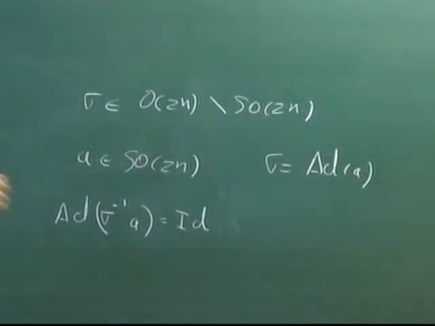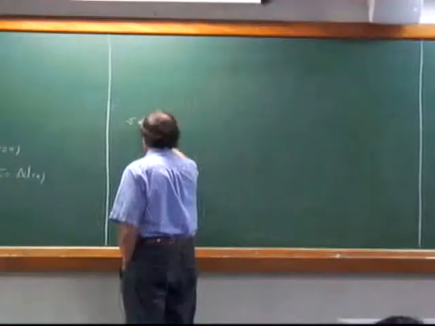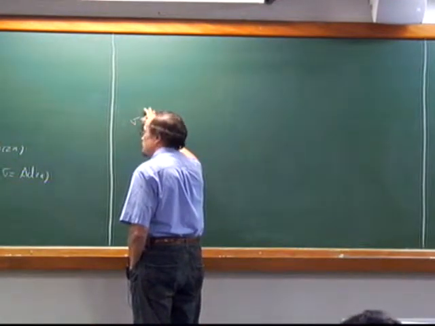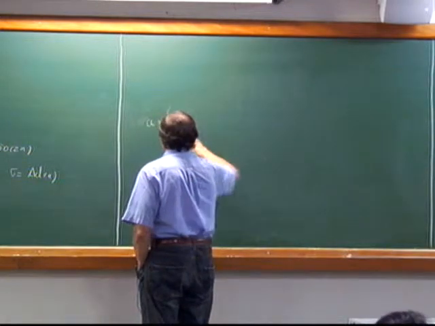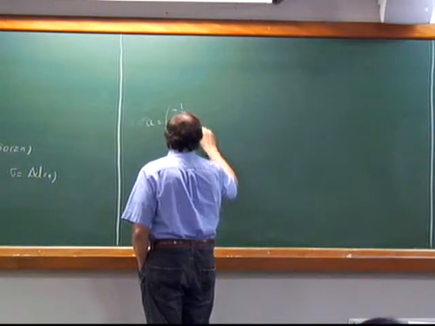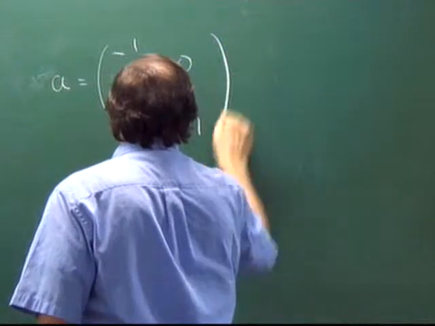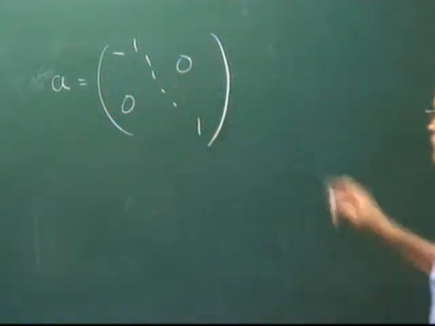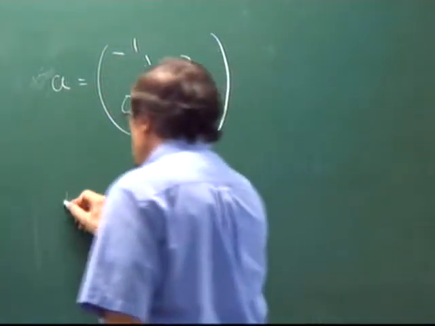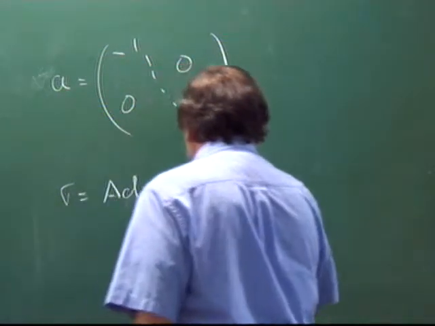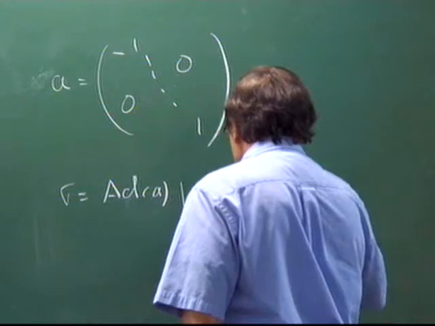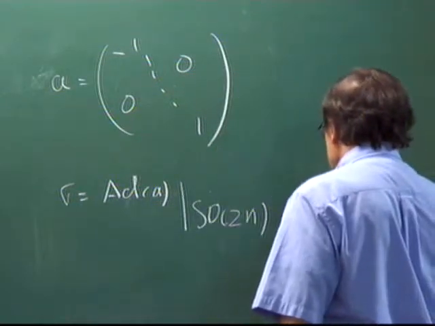Okay, let me tell you my solution. So let's take a specific one. Let A be the matrix, diagonal minus 1, 1, 1, 1. And then let sigma be a conjugation with that matrix, restricted to SO2n. And I claim that's not inner.